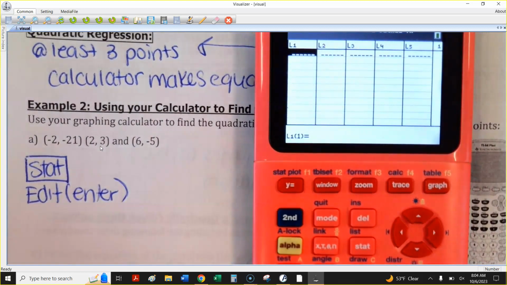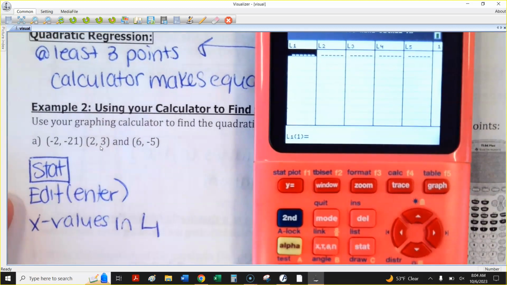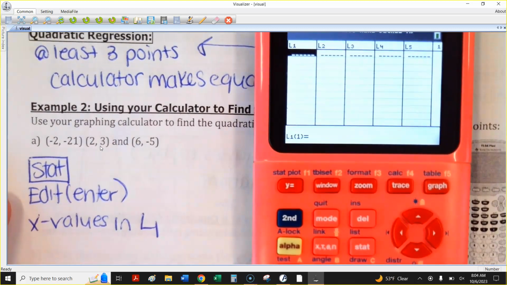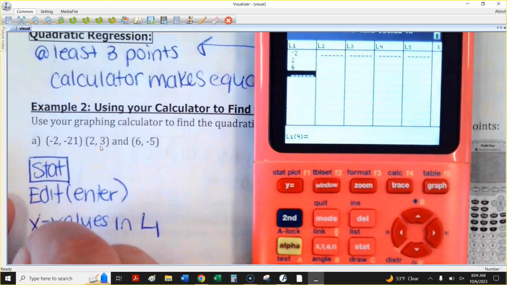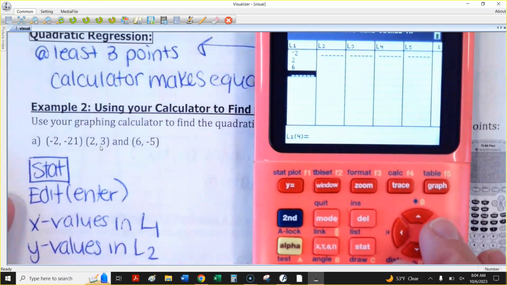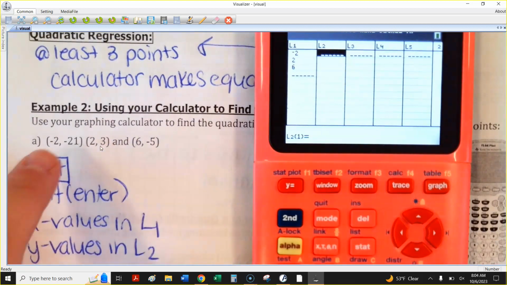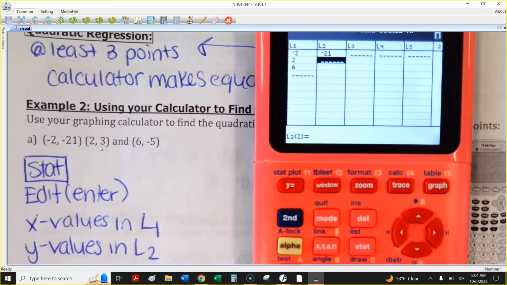Okay, here's what you're going to do. X values, you're going to type in list 1. Now, you have to hit enter after each one, and make sure if you've got a negative number, you use the negative key, don't use the subtraction sign. So I'm just going to type the X values: -2, 2, and 6. All you're going to do after that is put the corresponding Y value next to the X value it goes with. Just use your arrow key in list 2. So -2 went with -21, so those should be right next to each other. And then I have 2 going with 3, enter in between each, and 6 going with -5.